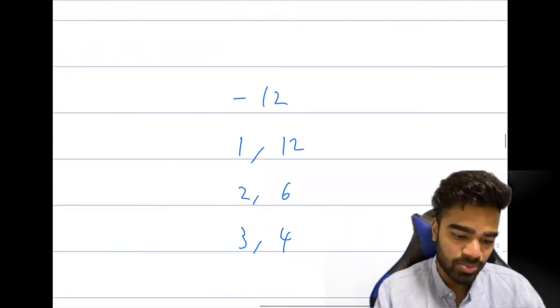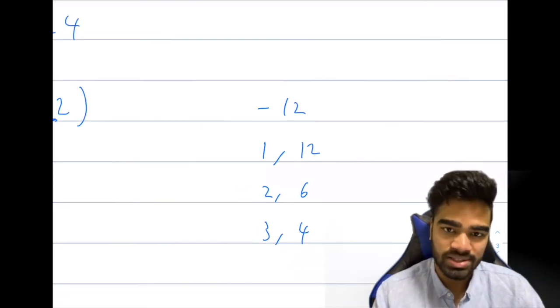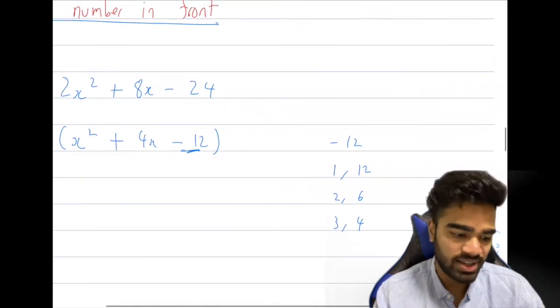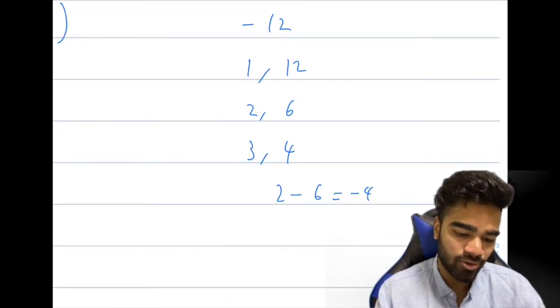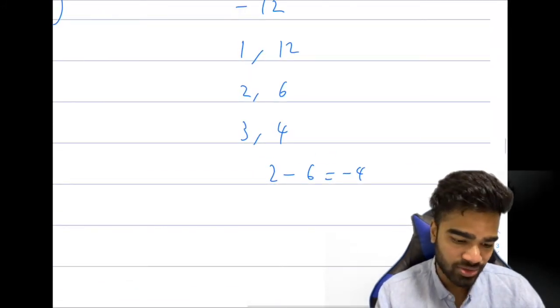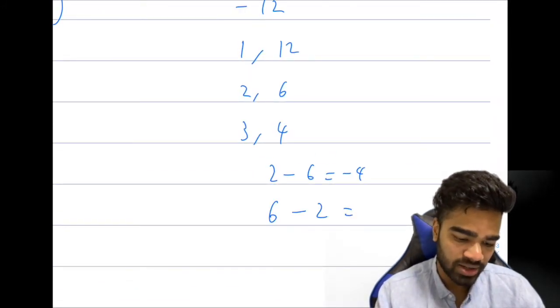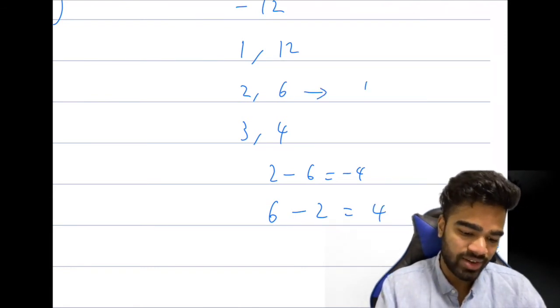Let's see. 1 plus 12 is 13. 1 minus 12 is negative 11. No. 2 plus 6 is 8. 2 minus 6 is negative 4. Okay, hang on. 2 minus 6 is negative 4, but I don't want negative 4. I want positive 4. So what can I do? Well, instead of 2 minus 6, I can do 6 minus 2. 6 minus 2 is 4, right? So what are our factors? Our factors are positive 6 and negative 2.